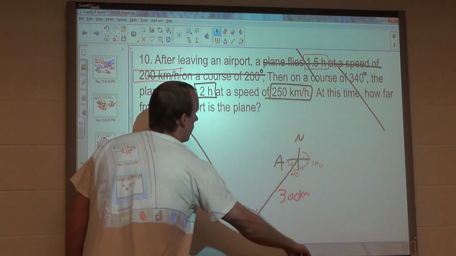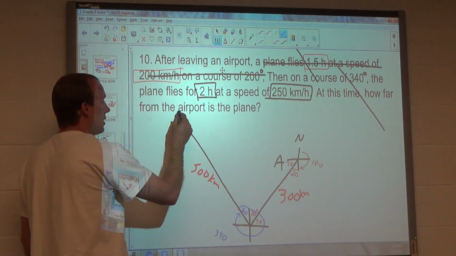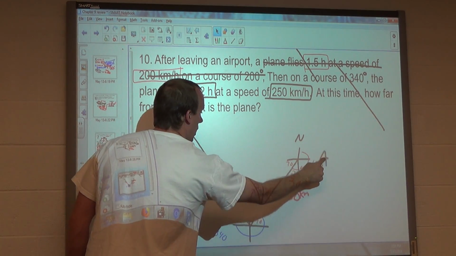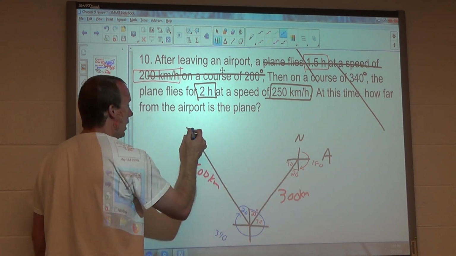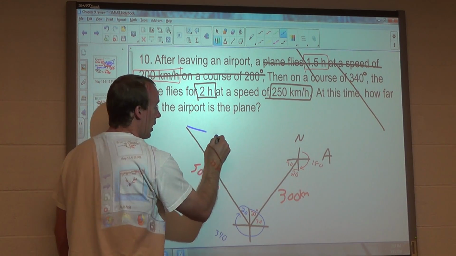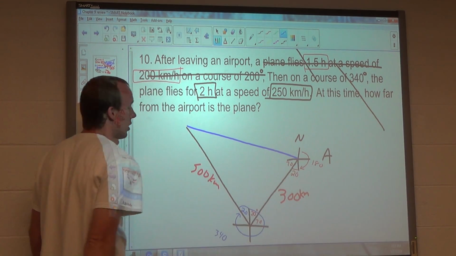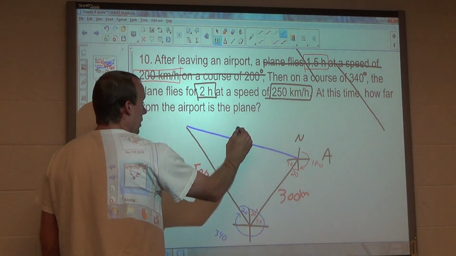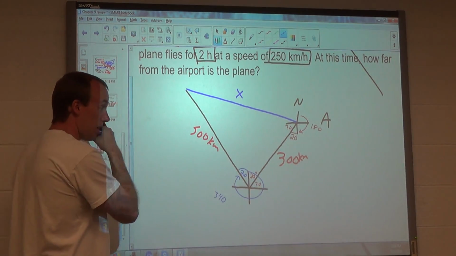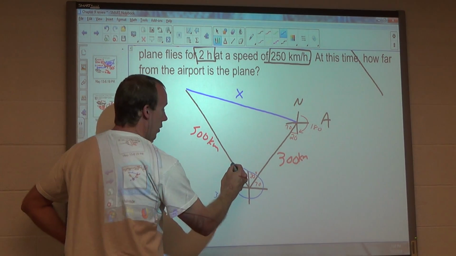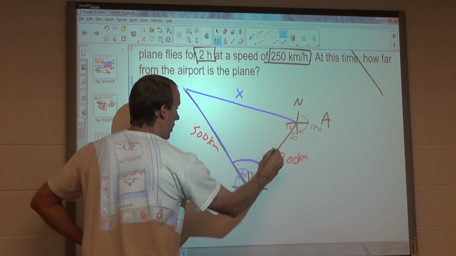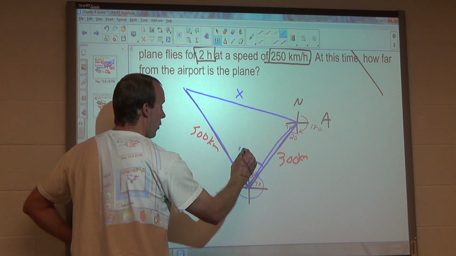Okay, and now we're looking for, at this time, how far is the airport, so my airport's over here at A, okay, from the plane. Okay, so we'll draw this blue line here. We're just looking for that distance in blue. How far is it, X? Okay, so if you look at the information I know on this triangle, I know this full angle, and I know this leg, and I know this leg. This is 40.